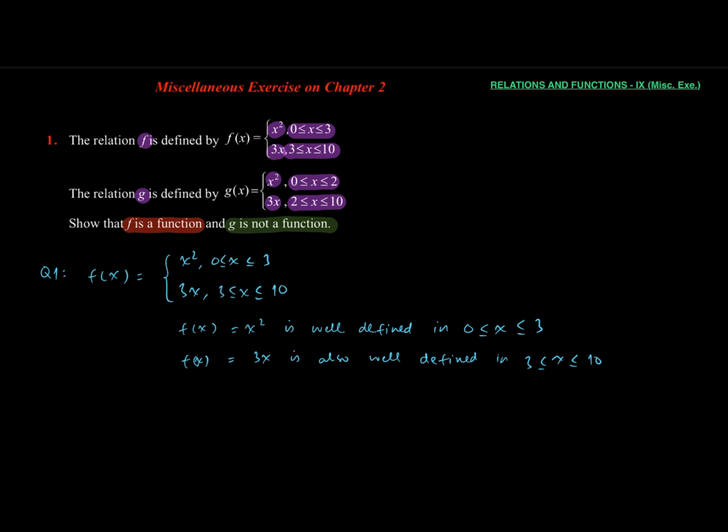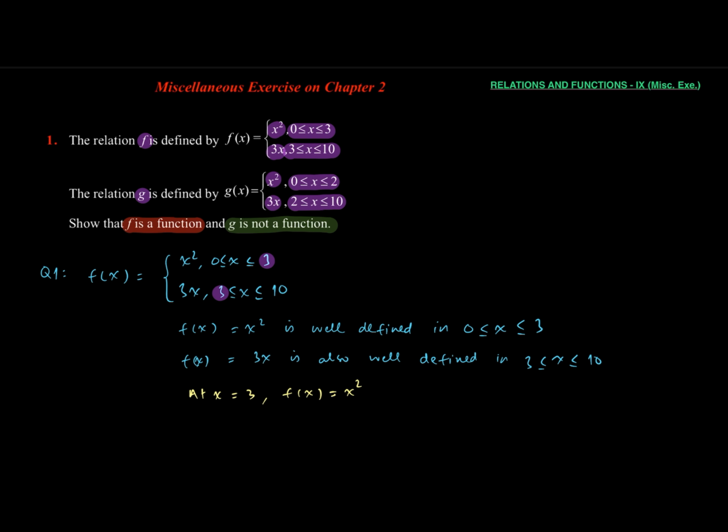So here one can observe that for these two functions we have some common value, that is 3. So here we'll be using this value, that is 3, to check whether f is a function or not, because this is a common value and we'll have to find out whether at this very common value we are having same image or different image. If we'll be having same image, then it is a function, and if we'll be having different image, then it's not a function.